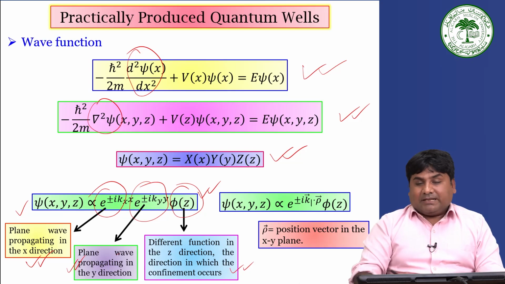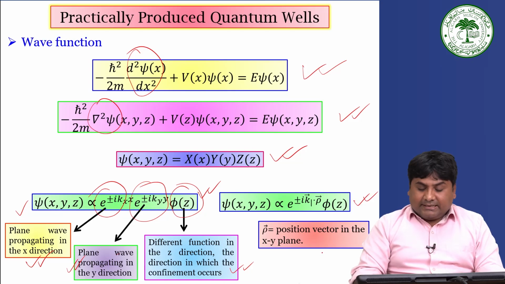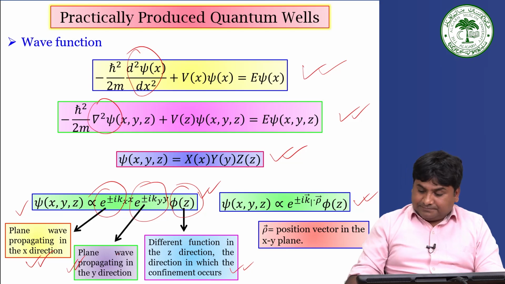So here you can apply your quantum mechanics concepts also. This is the short form of the equation: psi(x,y,z) is proportional to e to the power plus minus i k parallel vector dot rho, times phi(z). Here I already mentioned that rho is a position vector in the xy plane.